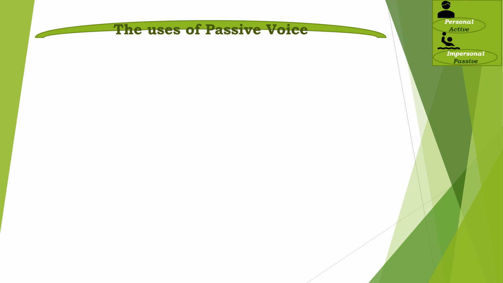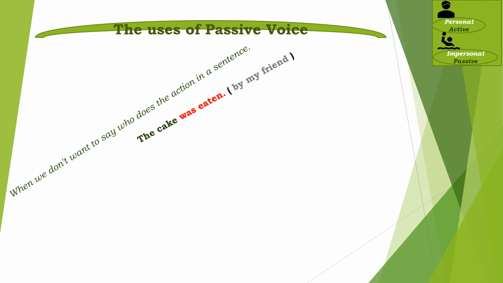Let's discuss the 4 different uses of passive voice. The first one is when we don't want to say who does the action in a sentence. For example, the cake was eaten by my friend, but I don't want to say that. So it is always safe to use passive voice when you don't want to say who does the action in a sentence.